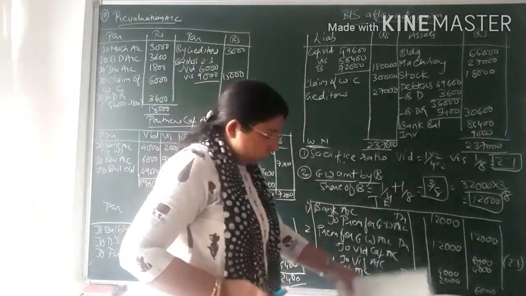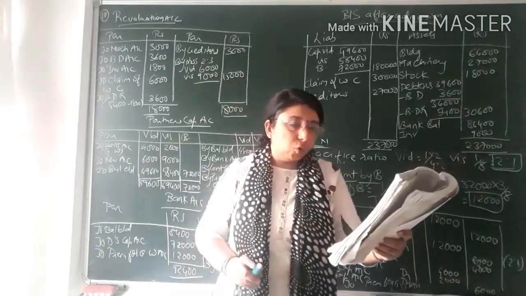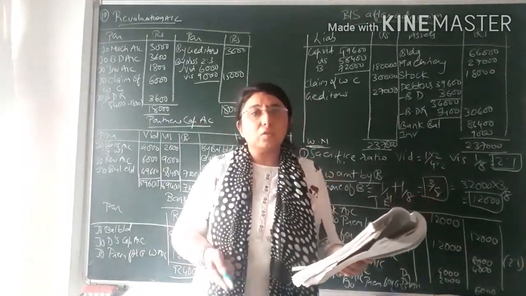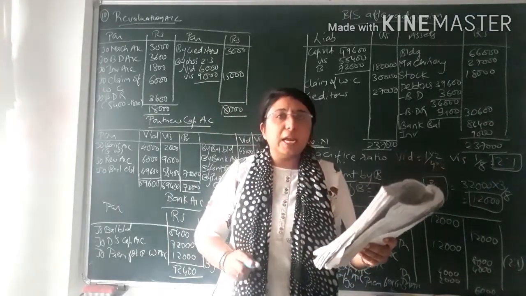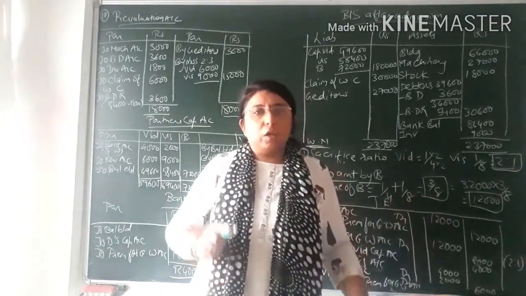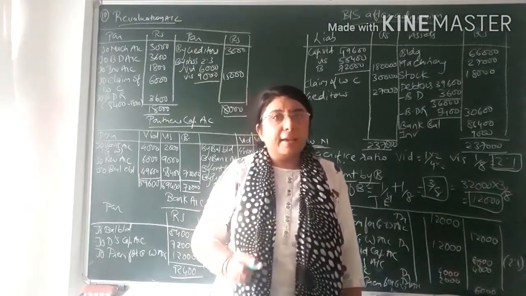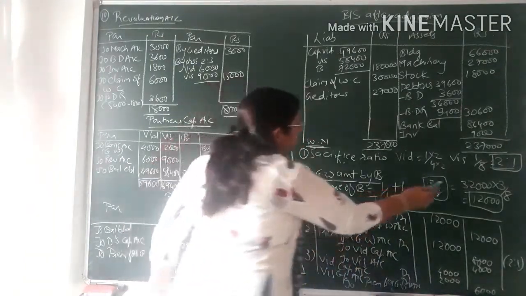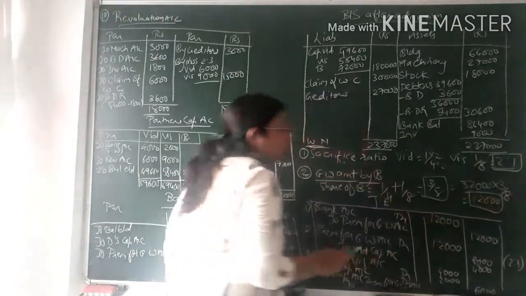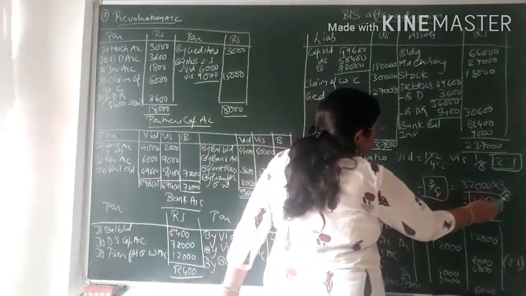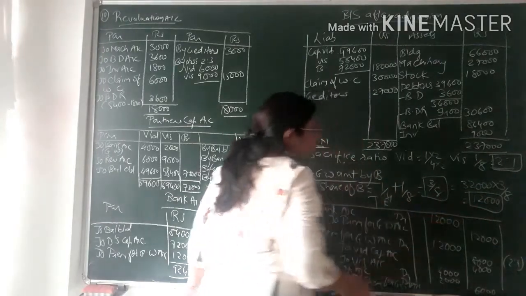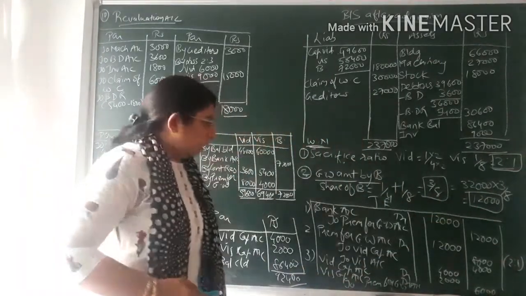Out of the total goodwill, see in the third adjustment the value of goodwill is given to you, but that goodwill is of the entire firm. See, goodwill of the firm is valued at rupees 32,000. That is the goodwill of the entire firm. So that 32,000 multiplied by 3/8, because we have to find the share of only Bunty. So out of 32,000 multiplied by 3/8, so share of goodwill of Bunty, that would come to rupees 12,000.